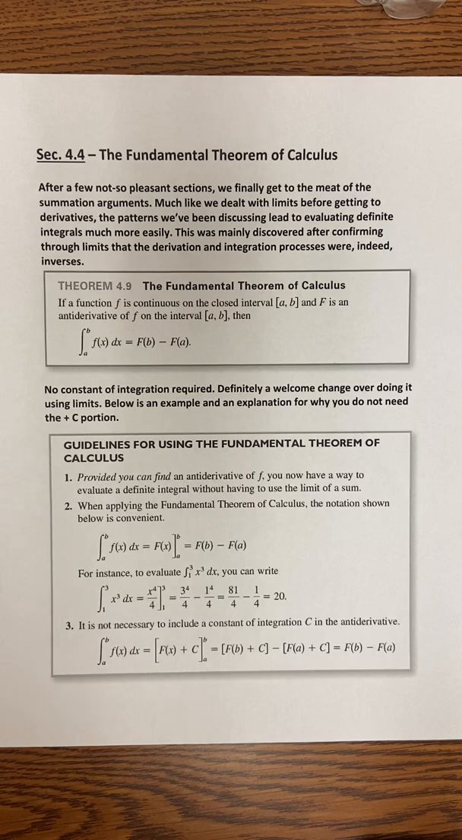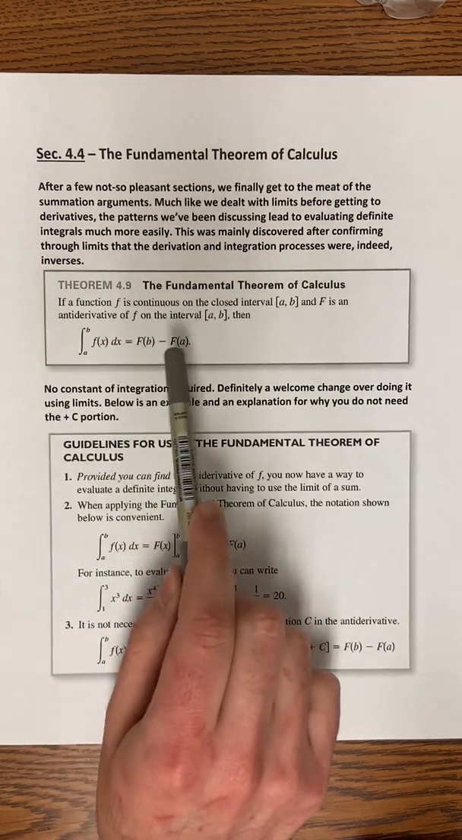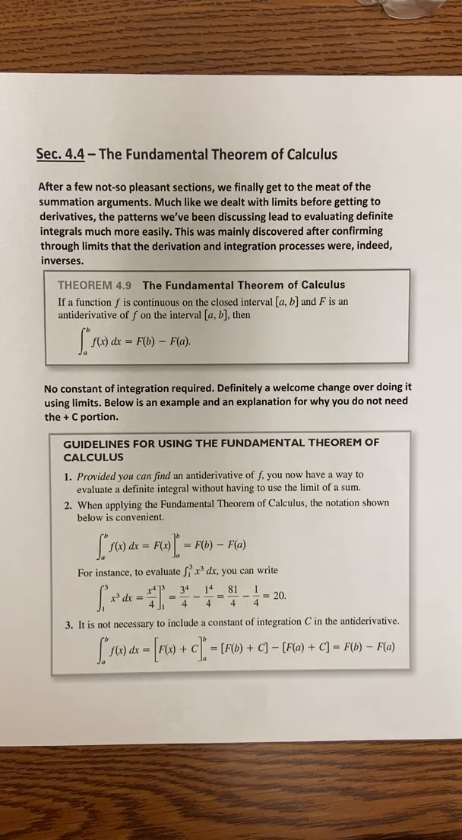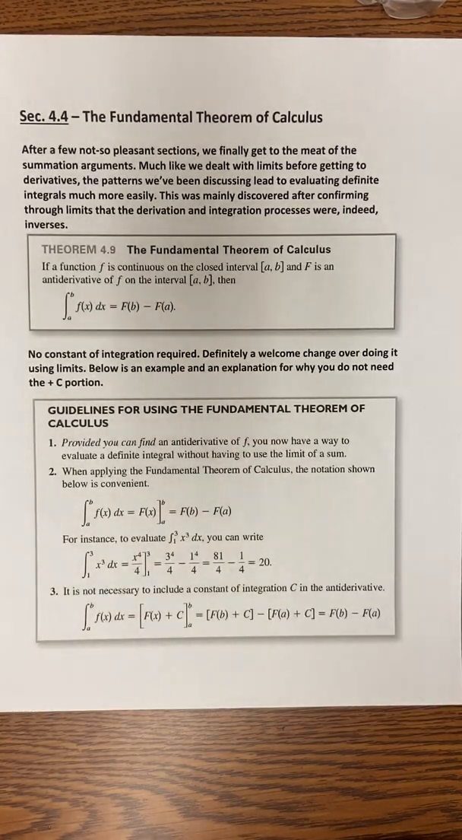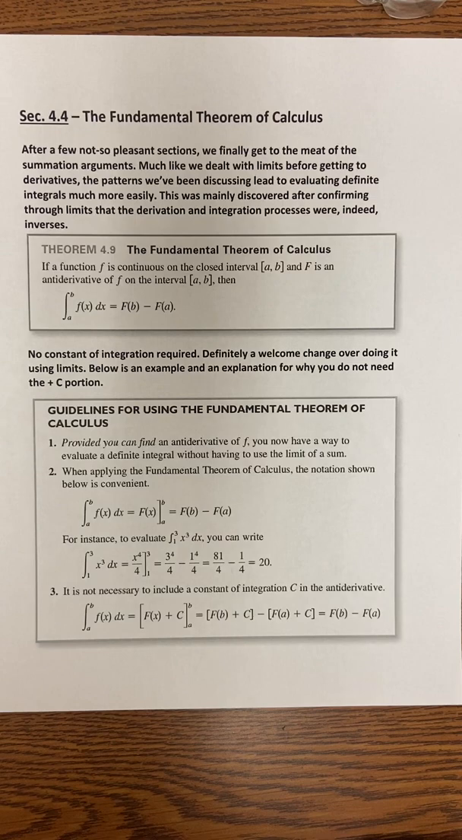Now you'll notice it says any antiderivative of f, which means we don't really need the plus c, because what happens when you plug in a value and subtract them, whatever constant you attach to the function will get subtracted right off anyway. So below is a little bit of an explanation. As long as you can find an antiderivative of f, you now have a way to evaluate definite integrals without using the limit of a sum.